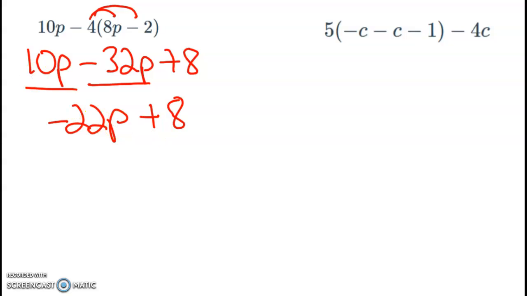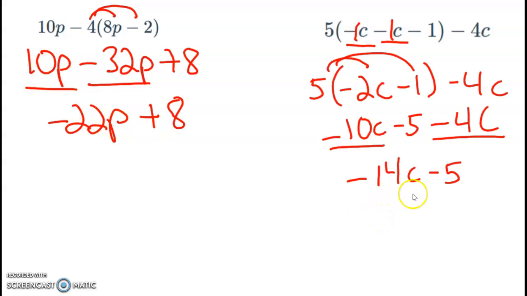Okay, for the next problem, we should get -14c minus 5. Right here with the two negative c's, make sure you understand the understood ones in front of them. So when you combine them, you get -2c. Then you distribute the 5, get -10c minus 5, bring down that -4c, and then combine the like terms of -10c and -4c to get -14c, and bring down the -5.